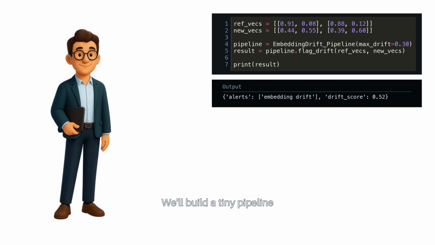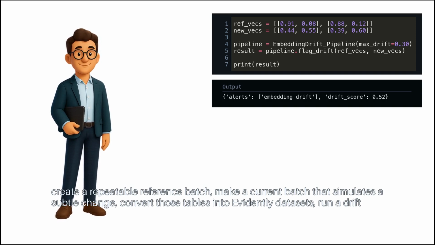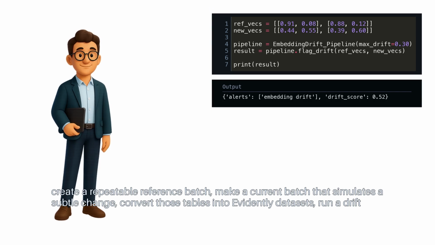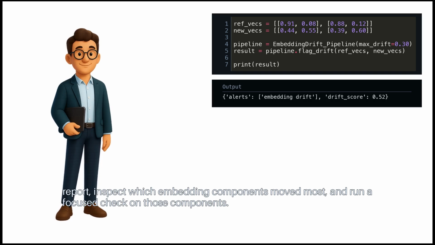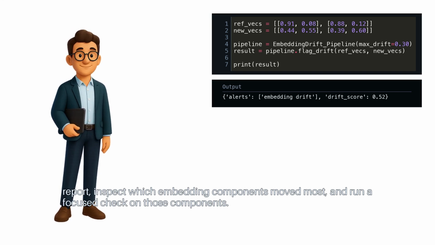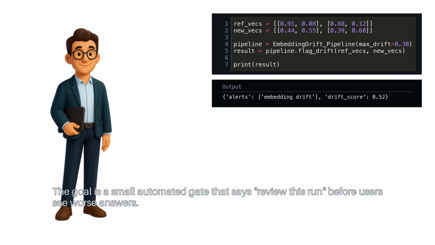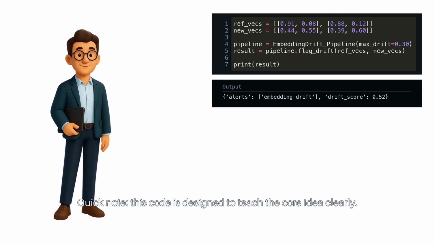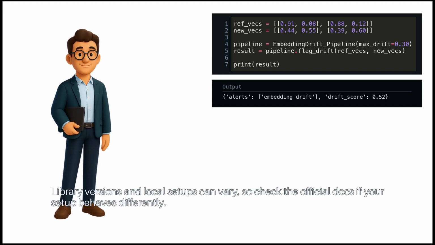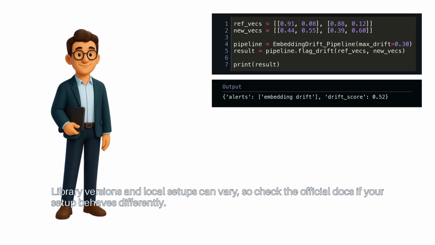We'll build a tiny pipeline, create a repeatable reference batch, make a current batch that simulates a subtle change, convert those tables into Evidently datasets, run a drift report, inspect which embedding components moved most, and run a focus check on those components. The goal is a small automated gate that says "Review this run" before users see worse answers. Quick note: this code is designed to teach the core idea clearly. Library versions and local setups can vary, so check the official docs if your setup behaves differently.